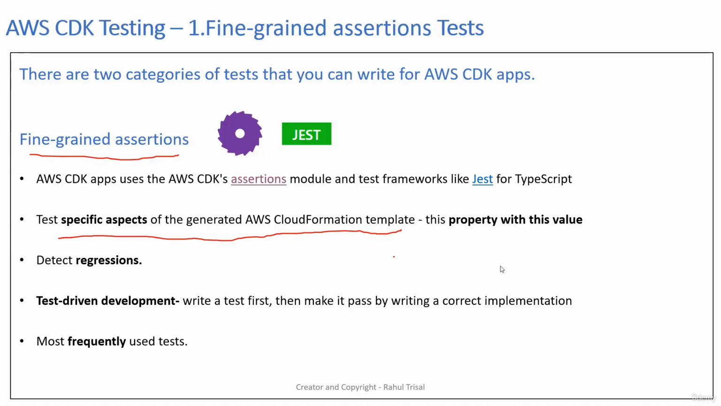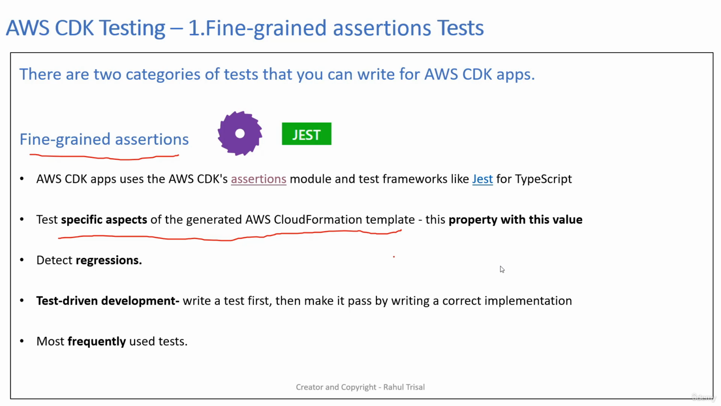So now let's assume that you have a requirement in your organization that all the S3 buckets being created should have versioning enabled. So what you will do is you will write a test using the fine-grained assertion where you define that any S3 bucket that you're creating should have versioning enabled as true.